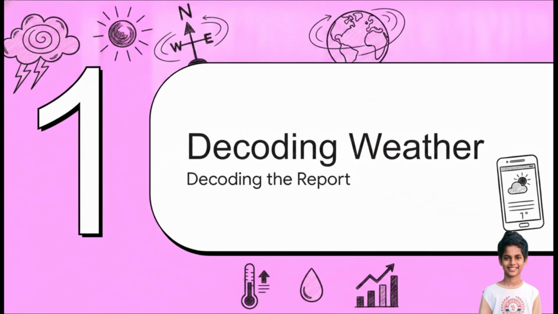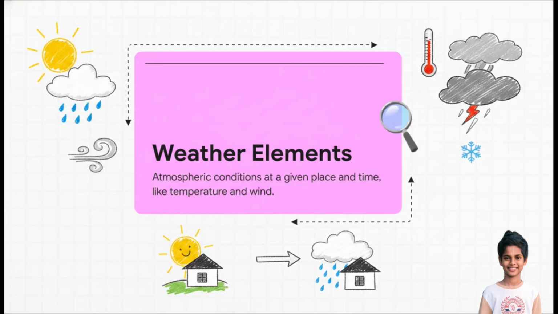All right, jumping right into Section 1, decoding the weather report. Now listen closely to this because this definition is absolutely vital for your exams. The state of atmospheric conditions at a given place and time, that is officially called the weather of the place. And these specific factors, temperature, humidity, rainfall, snow, cloud cover, wind, we call these weather elements. The biggest takeaway here? Weather can change in a flash.